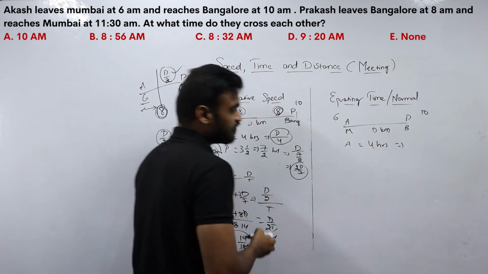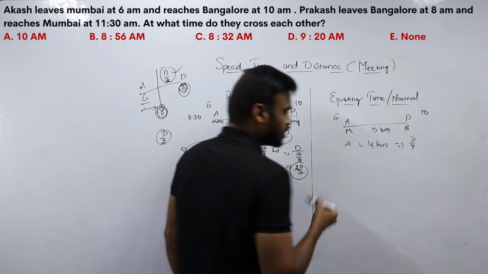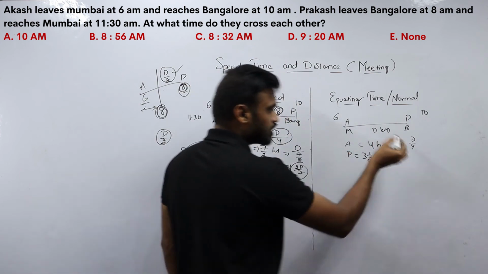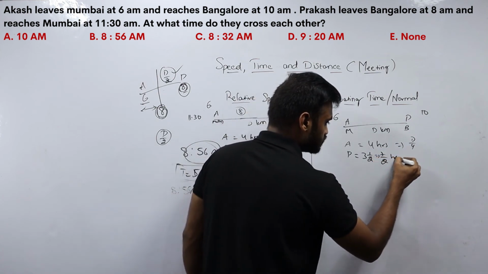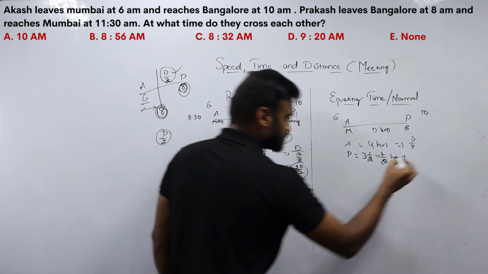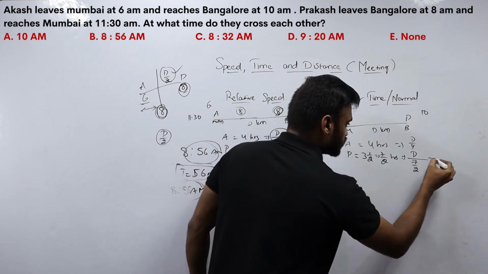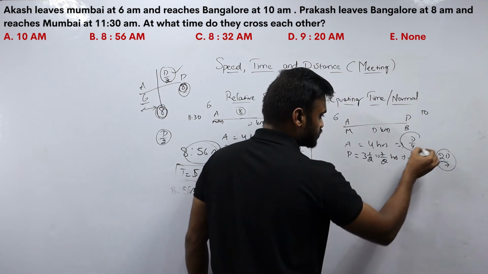Now what is the speed of Akash? That is total distance by total time, that is d by 4. In the same way, Prakash is taking totally 3.5 hours to cover the total distance. This can also be written as 7 by 2 hours. Now what is the speed of Prakash? That is total distance by total time taken, that is d divided by 7 by 2, so we will get 2d by 7. This is the speed of Prakash and this is the speed of Akash.